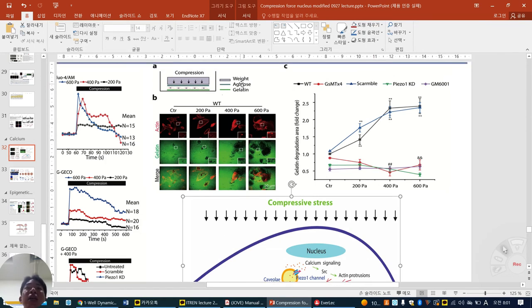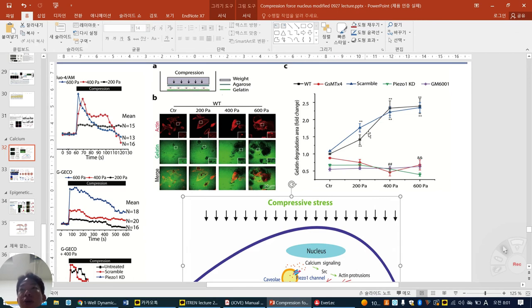Here, they put gelatin, agarose on top, and encapsulated the cells in between, and then compressed it. And then they track how this gelatin is degraded by the cell. Here, with increasing compression, the gelatin is more degraded. You can see this black is degraded gelatin.